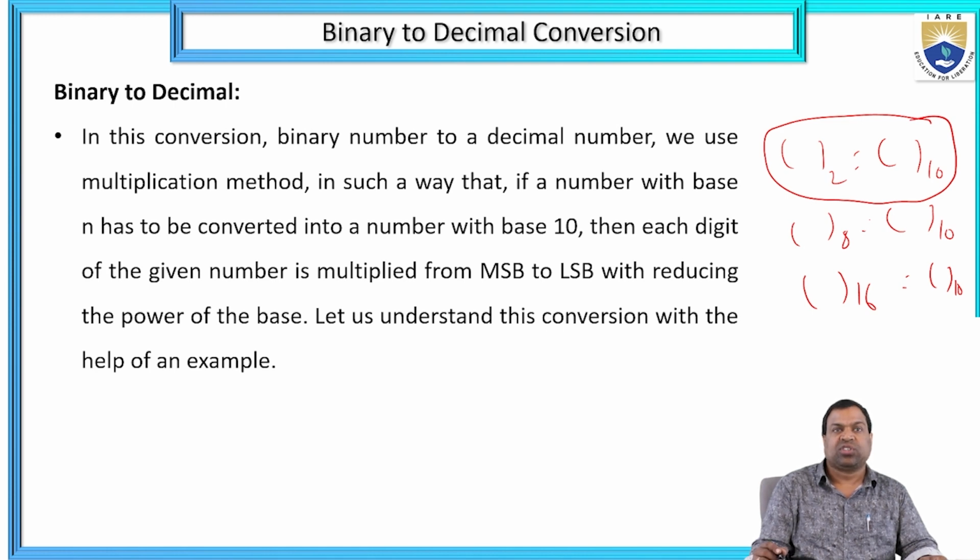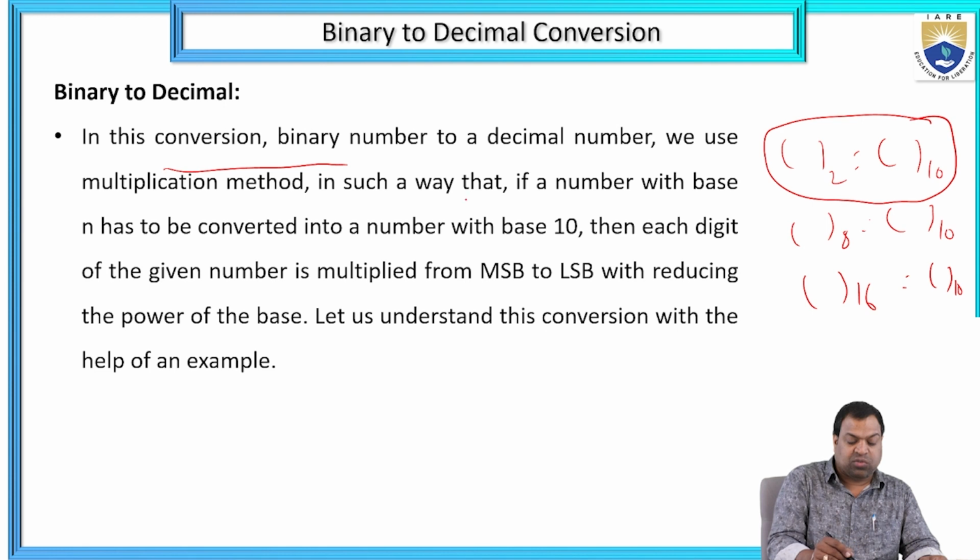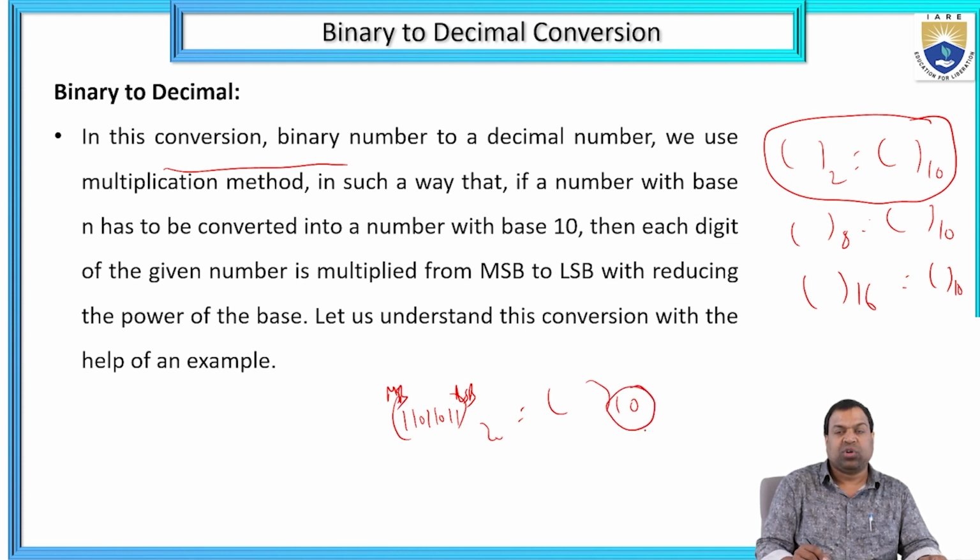Let us understand this conversion with the help of an example, so that we can understand better. This is binary to decimal conversion, and we use the multiplication method. We take the LSB bit, and the last one is the MSB, and it is converting to base 10, which means decimal. Each digit of the given number is multiplied from MSB to LSB.